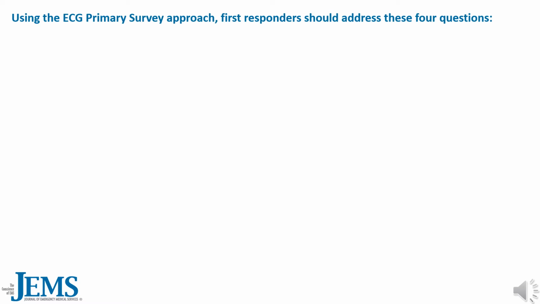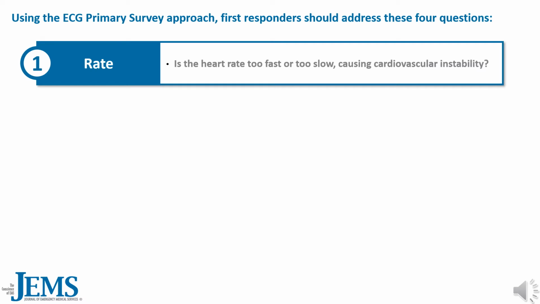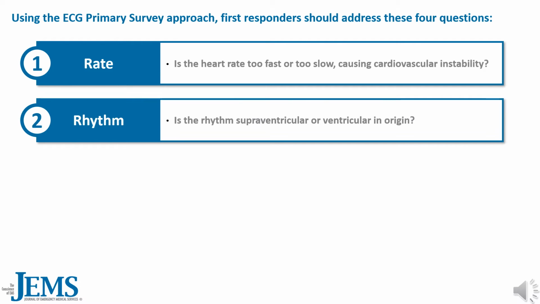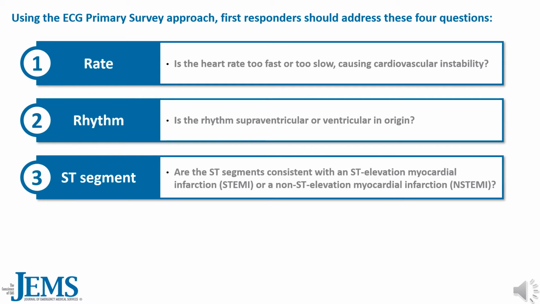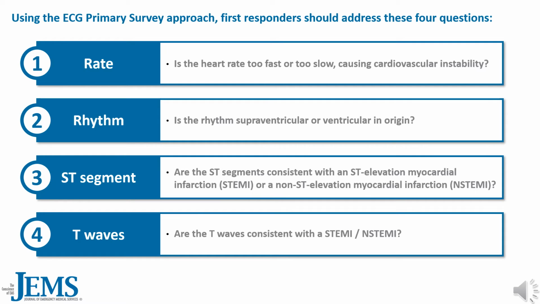We use the ECG primary approach to quickly identify possibly life-threatening emergencies. In this approach, we seek to answer these 4 questions. 1. Is their heart rate too fast or too slow, causing cardiovascular instability? 2. Is the rhythm supraventricular or ventricular in origin? 3. Are the ST segments consistent with ST elevation myocardial infarction, STEMI, or a non-ST elevation myocardial infarction, NSTEMI? And 4. Are the T waves consistent with a STEMI or an NSTEMI?